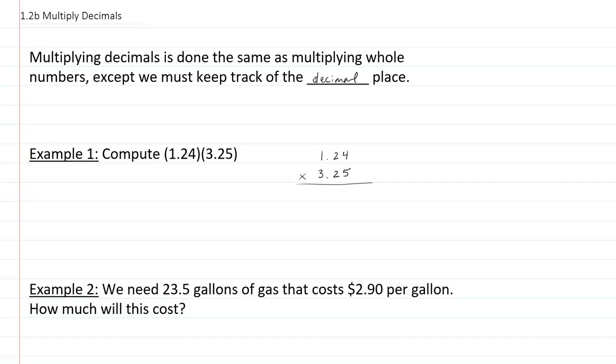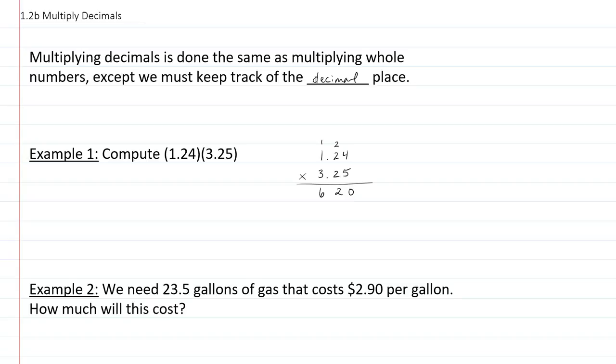5 times 4 is 20, so 0, and then bring the 2 over. 5 times 2 is 10, plus 2 is 12. Carry the 1 for the 10. 5 times 1 is 5, plus 1 is 6.